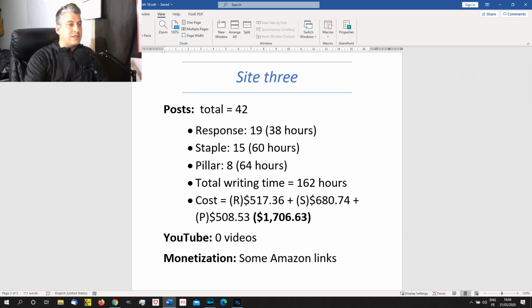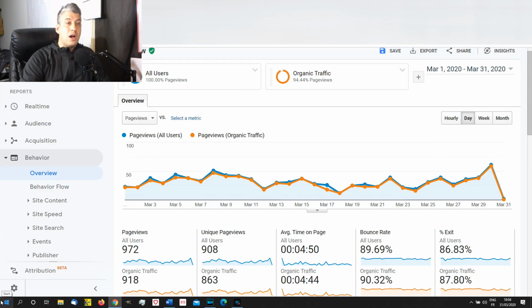So this one's quite surprising. Remember, this is almost exactly the same age as Site 2. I got the writers for them around the same time. They were launched within days of each other. But if we look at the page views, for March, I got a total of 972 users for this site, of which 918 were organic. So I'm getting a 94% organic search rate on this. It's quite impressive, I think.